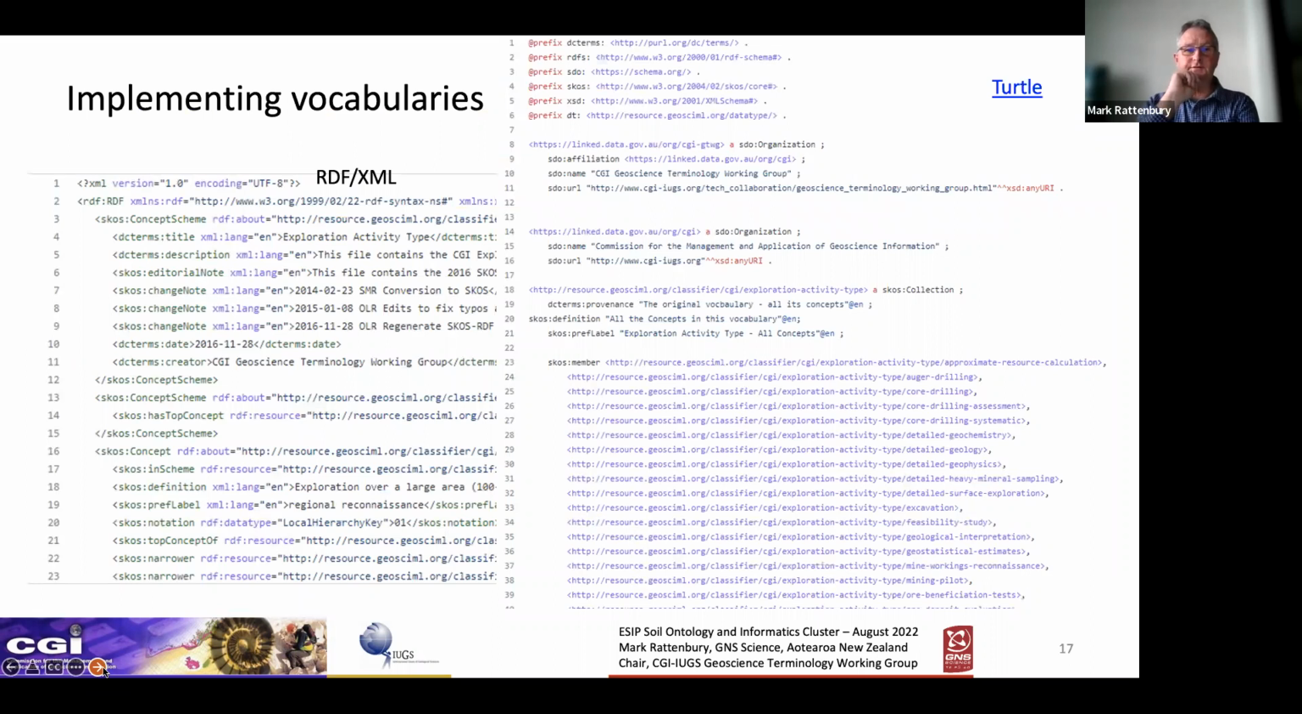The SKOS RDF/XML and the Turtle versions of that. We won't need to dwell there, but in there is the list of all of the terms in this particular vocabulary. So next slide.